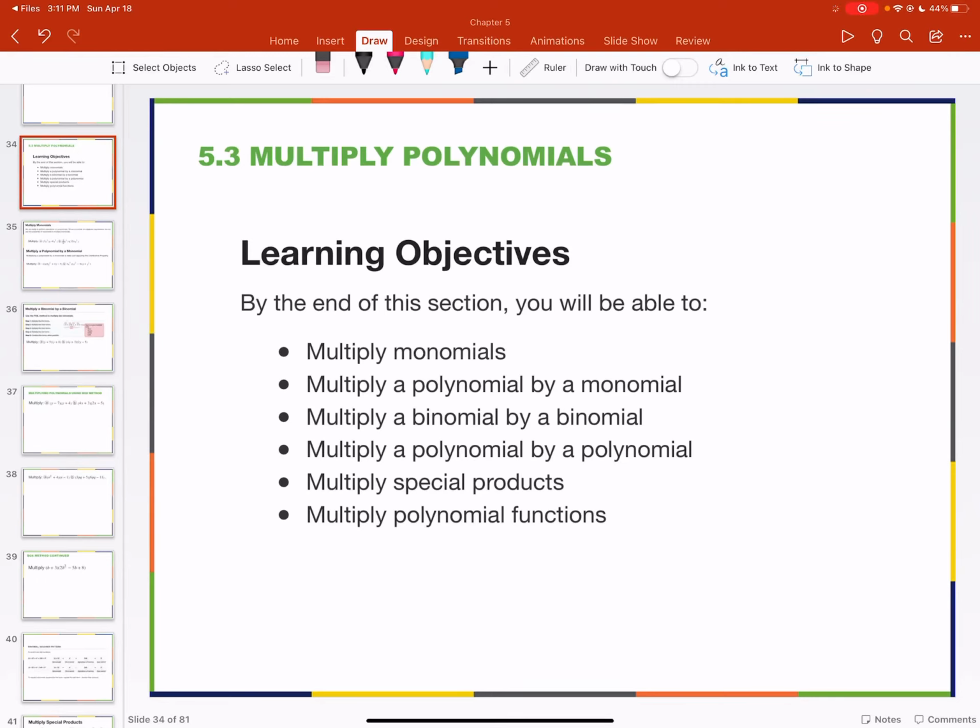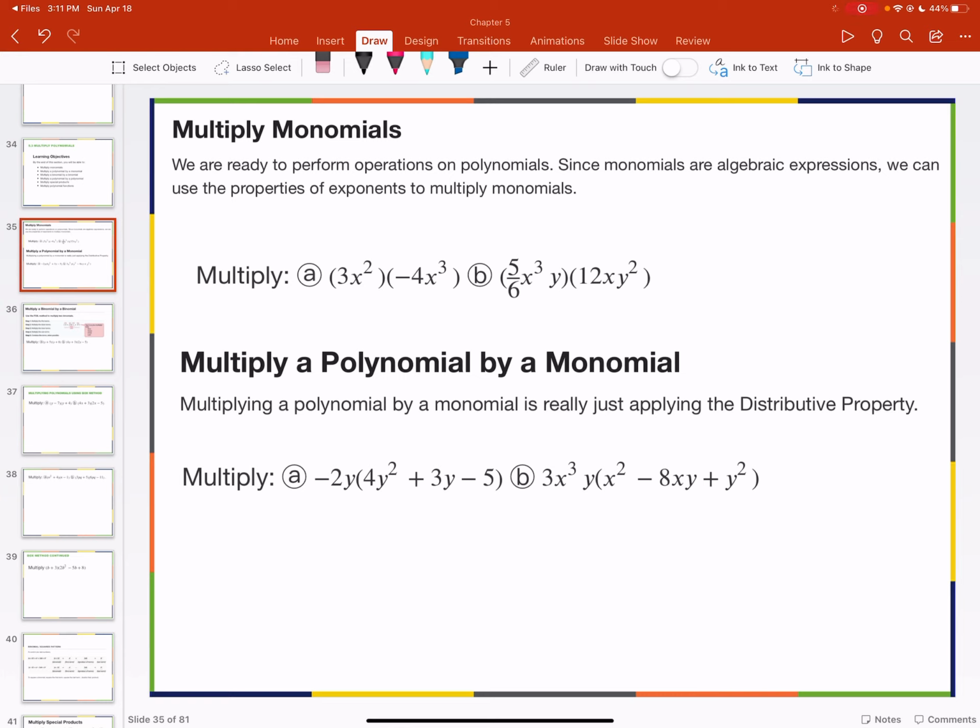Hello, welcome to section 5.3, which deals with multiplying polynomials. We're going to take the stuff that we've learned about exponents up to this point, and we're going to use it. So I think we've already done some of these, multiplying monomials.